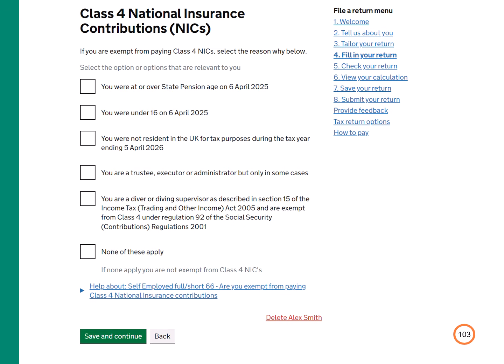On the Class 4 National Insurance contributions, or NICs, page, we ask you to confirm if you're exempt from paying Class 4 NICs. To do this, select the options relevant to you. As you can see, there are very few exemptions. If none of these apply, you are not exempt and Class 4 National Insurance will be included in your calculation if it's due.